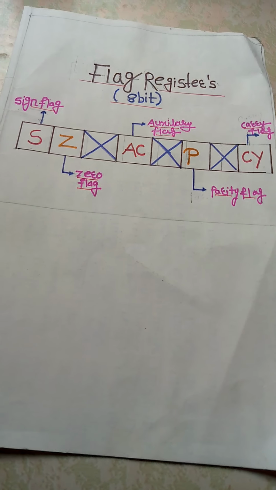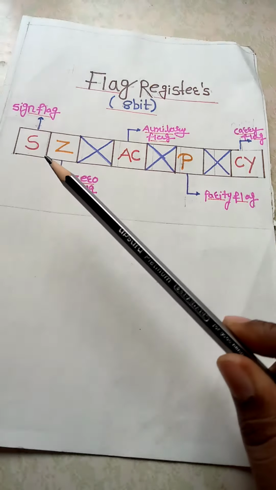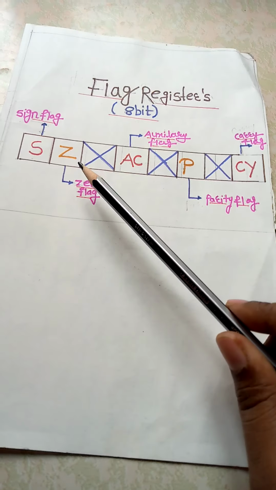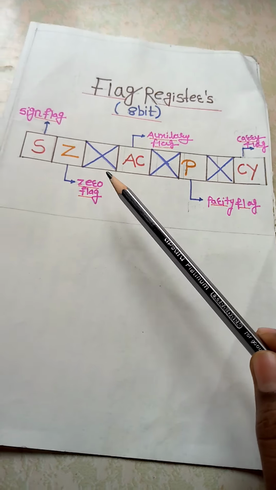The first flag is the sign flag. What is the work of the sign flag? Its work is to see which sign the operation has. If your operation has a positive sign, then the logic will be 0. And if your operation has a negative sign, then the logic will be set to 1. In this way you can determine which sign is in front of your operation with the help of the sign flag. If your operation result is equal to 0, then automatically the zero flag will get set.